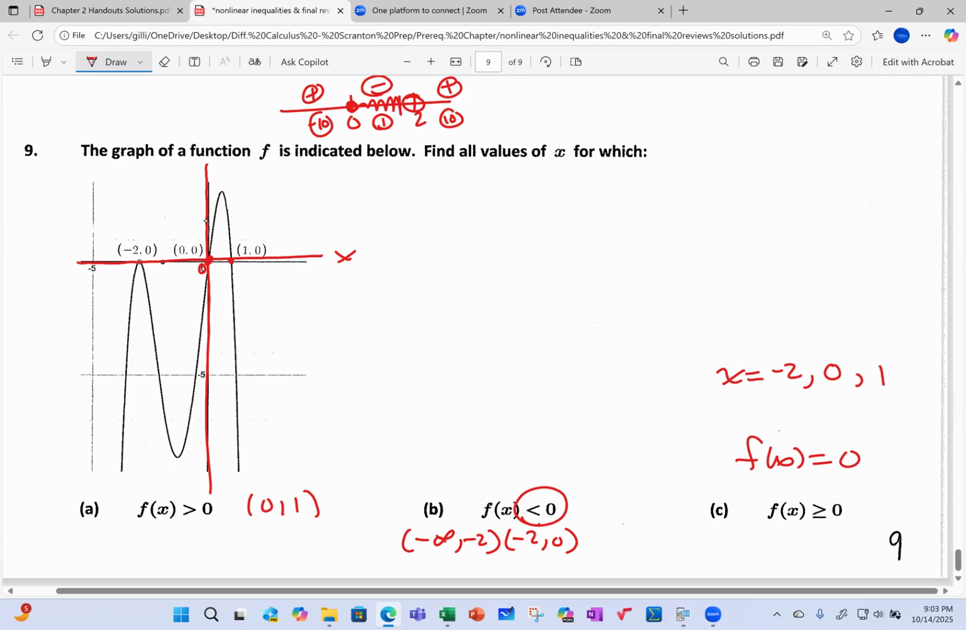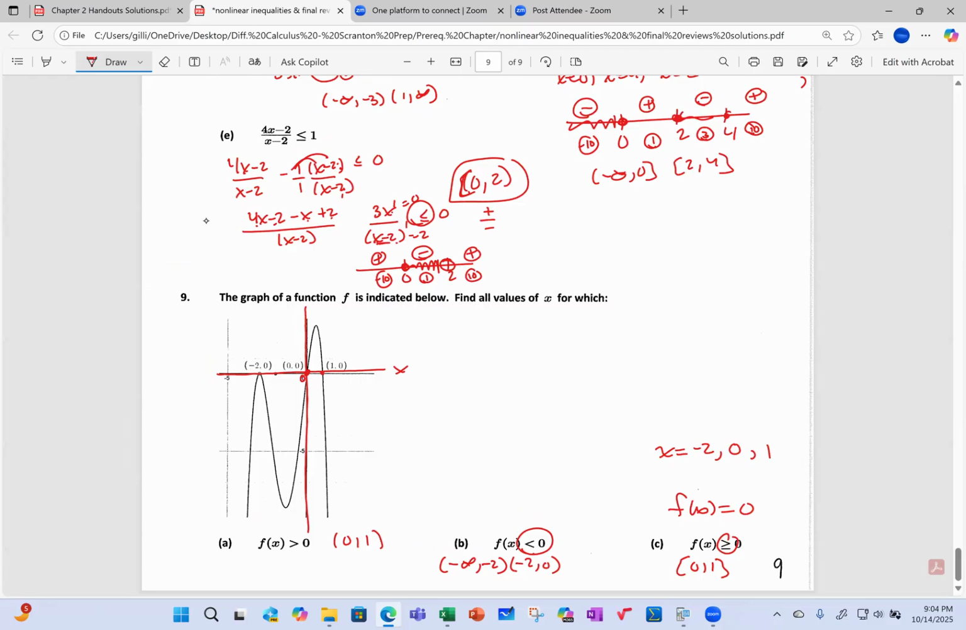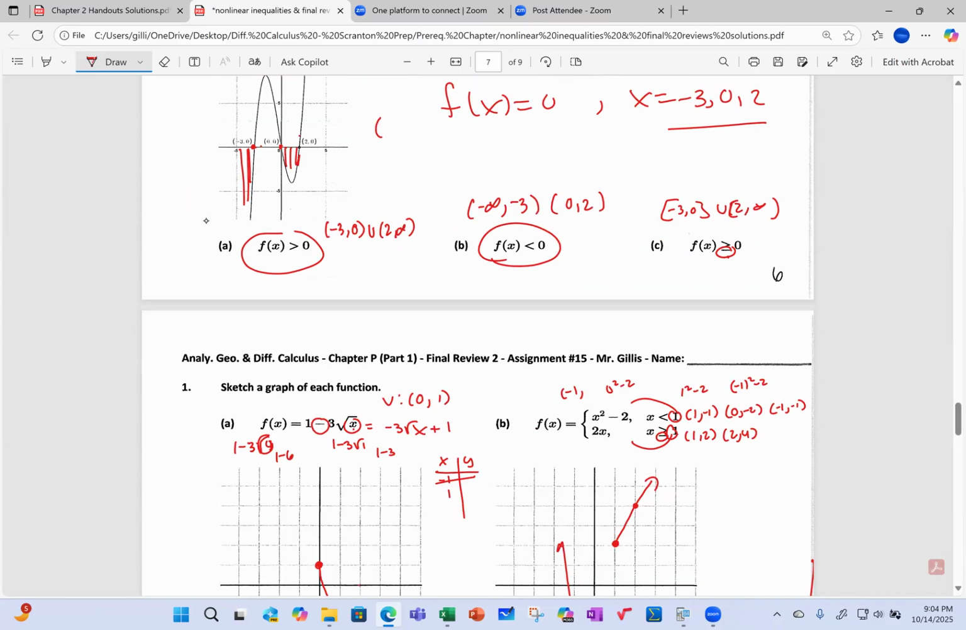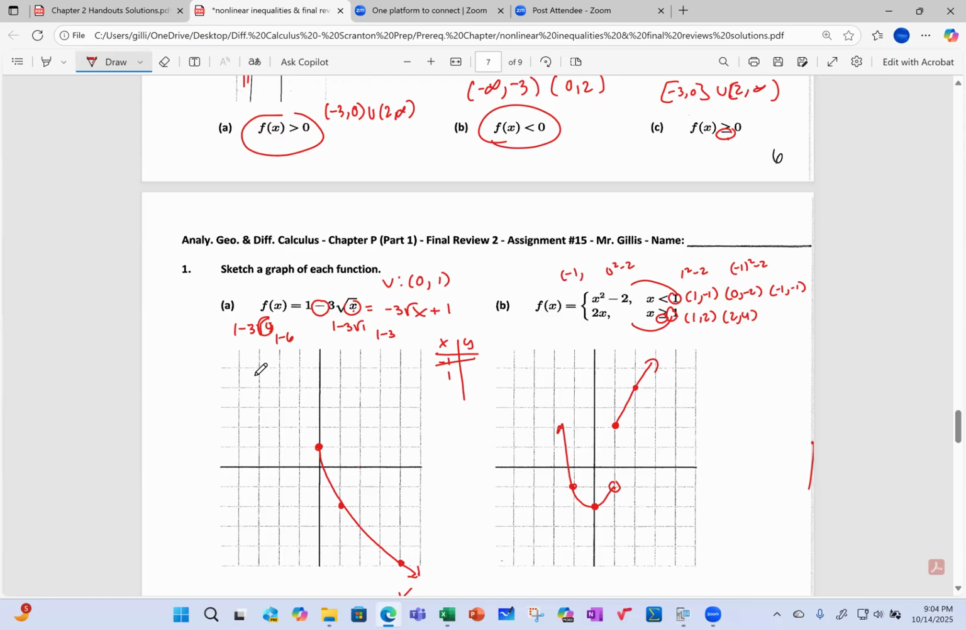If we were to be greater than or equal to, then that just means we're going to put brackets on 0 and 1 because we're including it now. So that's how we would answer that question. And that concludes the solutions to review sheet number 2 here on this sort of practice exam.